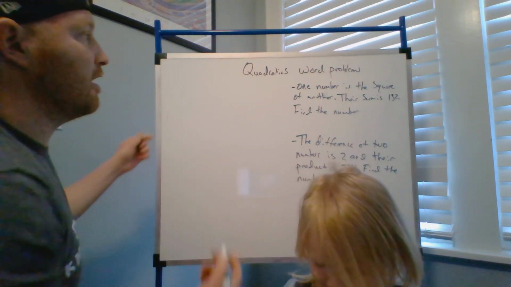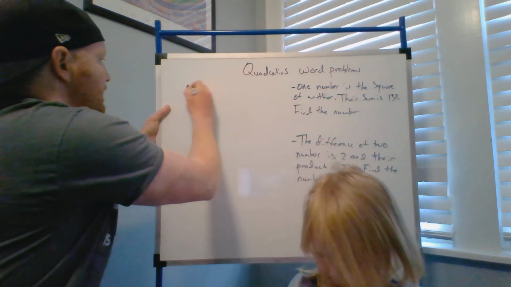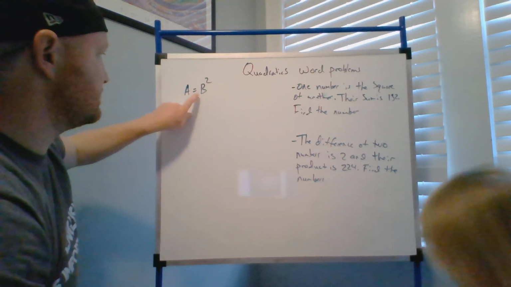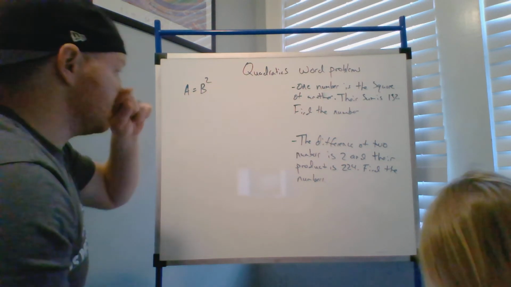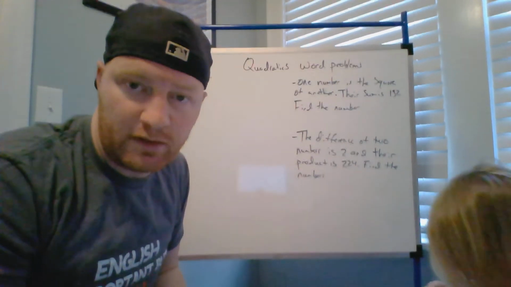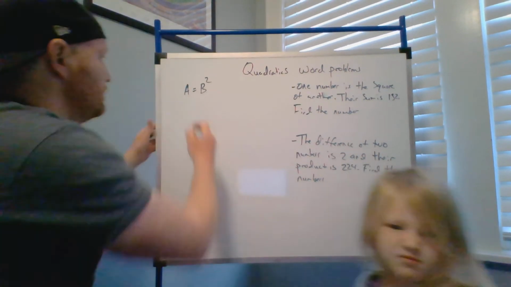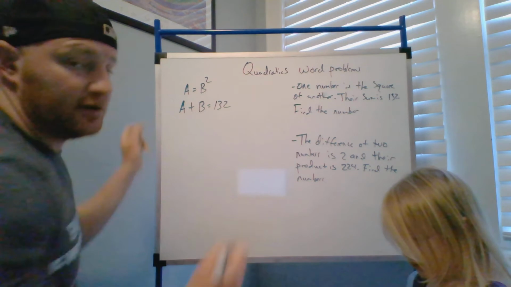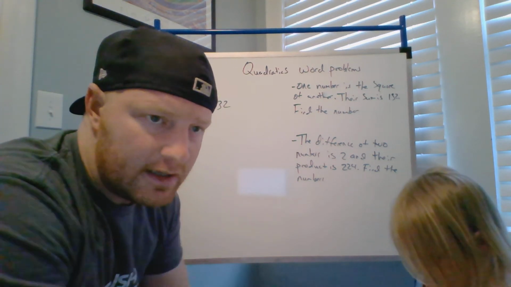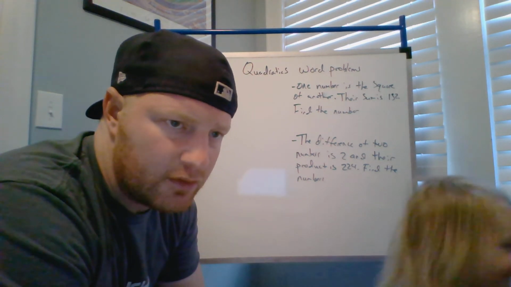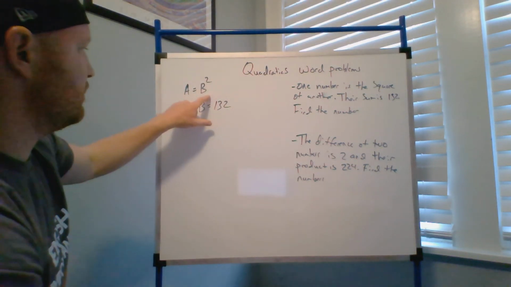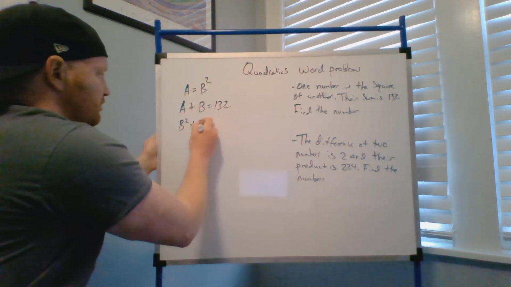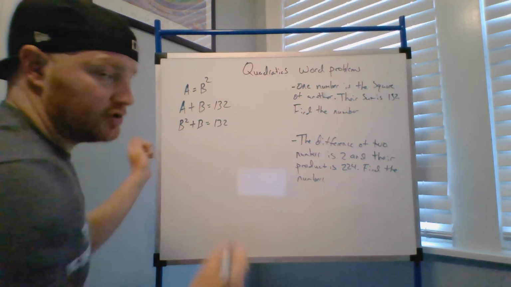So, one number is the square of another. So, A equals B squared. Their sum is 132. A plus B equals 132. So now we've got to figure out what we're going to do. If A is equal to B squared, I now know B squared plus B equals 132.